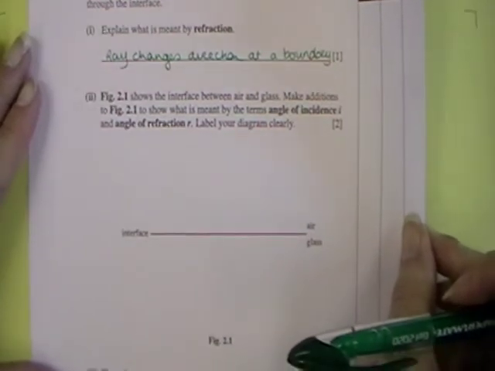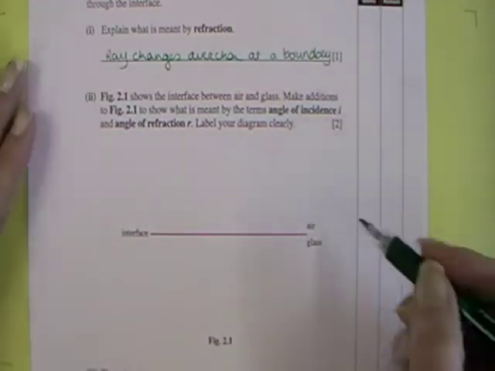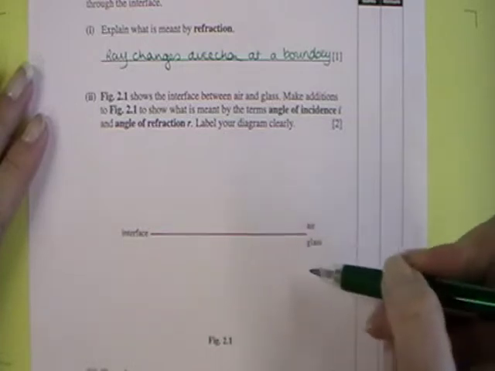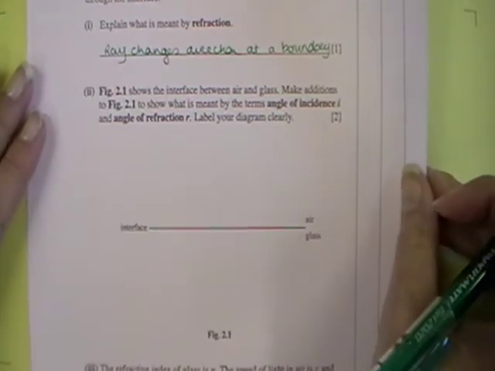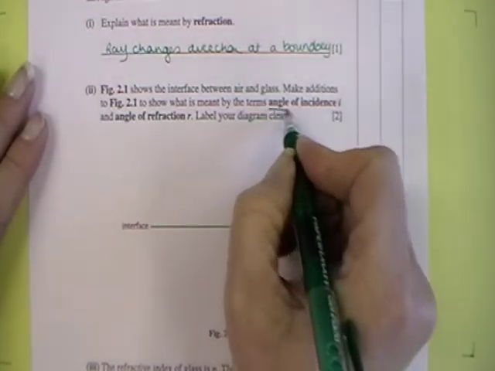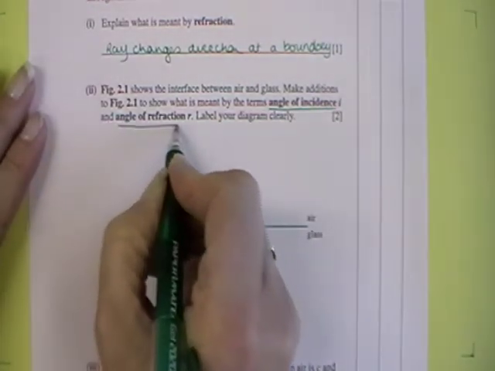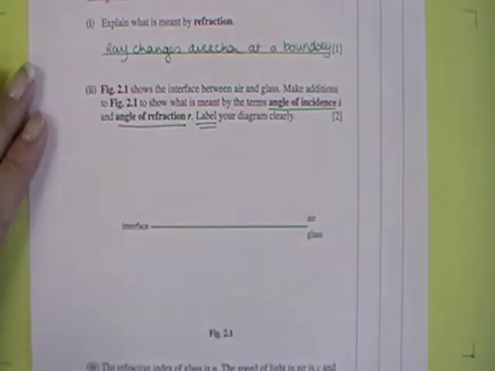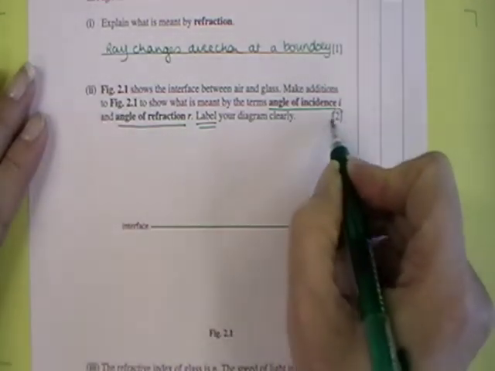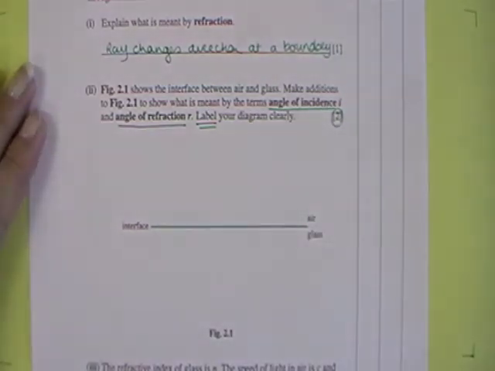Figure 2.2 below shows the interface between air and glass. So air is on the upper side and glass is on the lower side. Make additions to figure 2.1 to show what is meant by the terms angle of incidence and the angle of refraction. And the important thing is you have to label your diagram clearly. Now there are two marks for this, so there are two different aspects really that they're looking for.